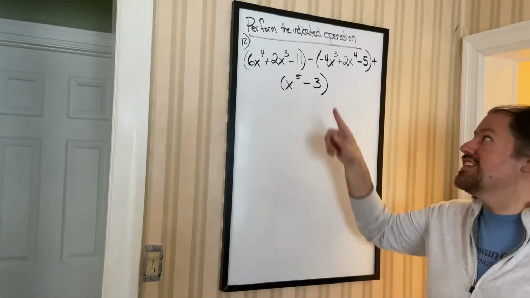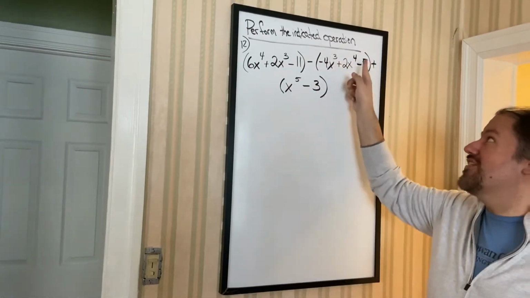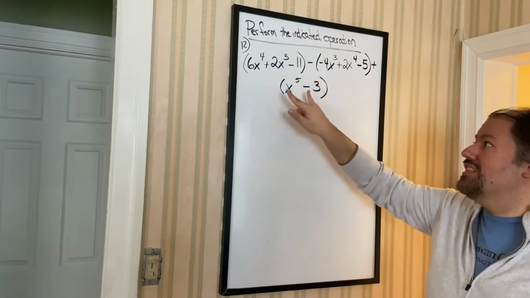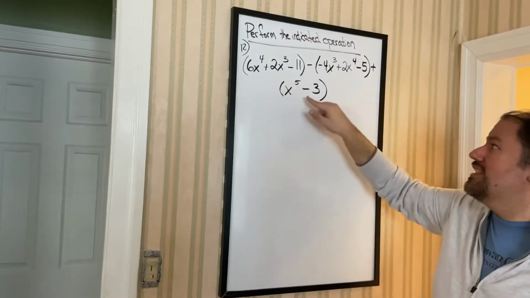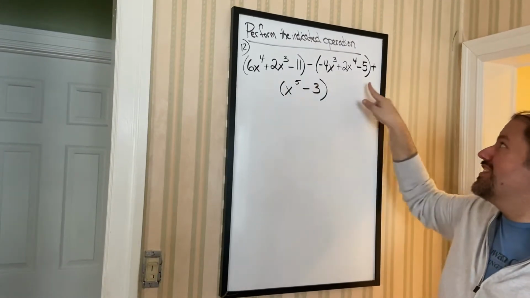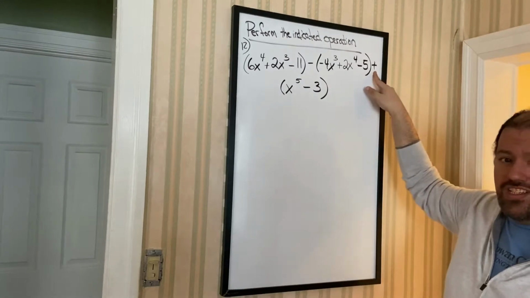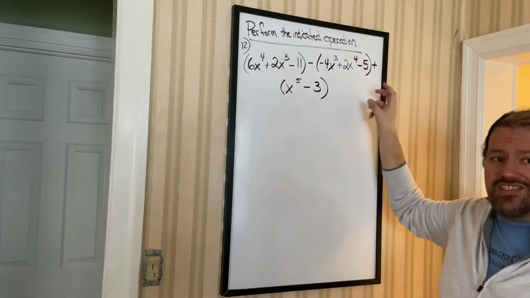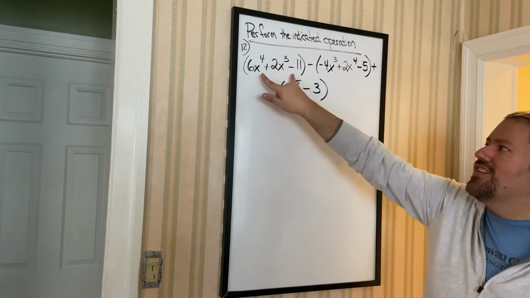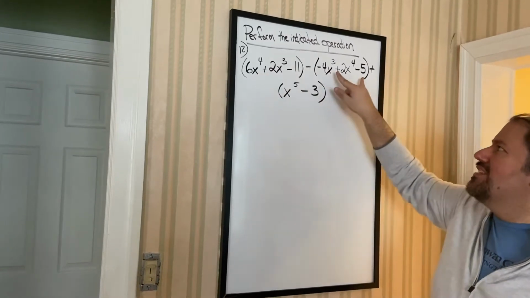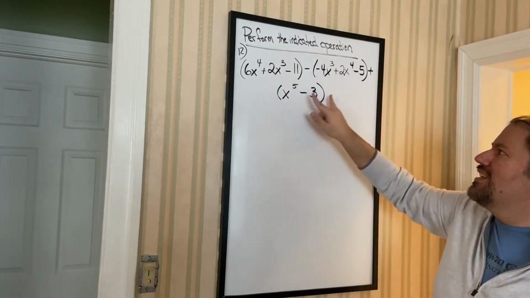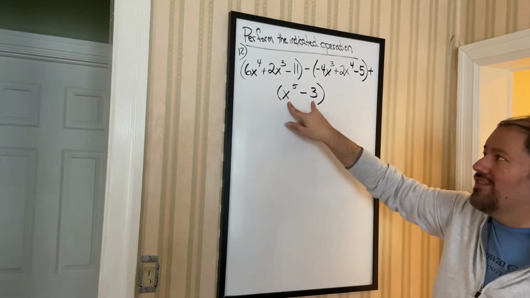Our next question says perform the indicated operation. Now notice between these and this, we have subtraction, and if you can see this, an addition symbol. So basically we're going to be adding and subtracting polynomials. Remember, this is 3 terms, trinomial, another 3 terms, trinomial, and this is 2 terms, binomial.